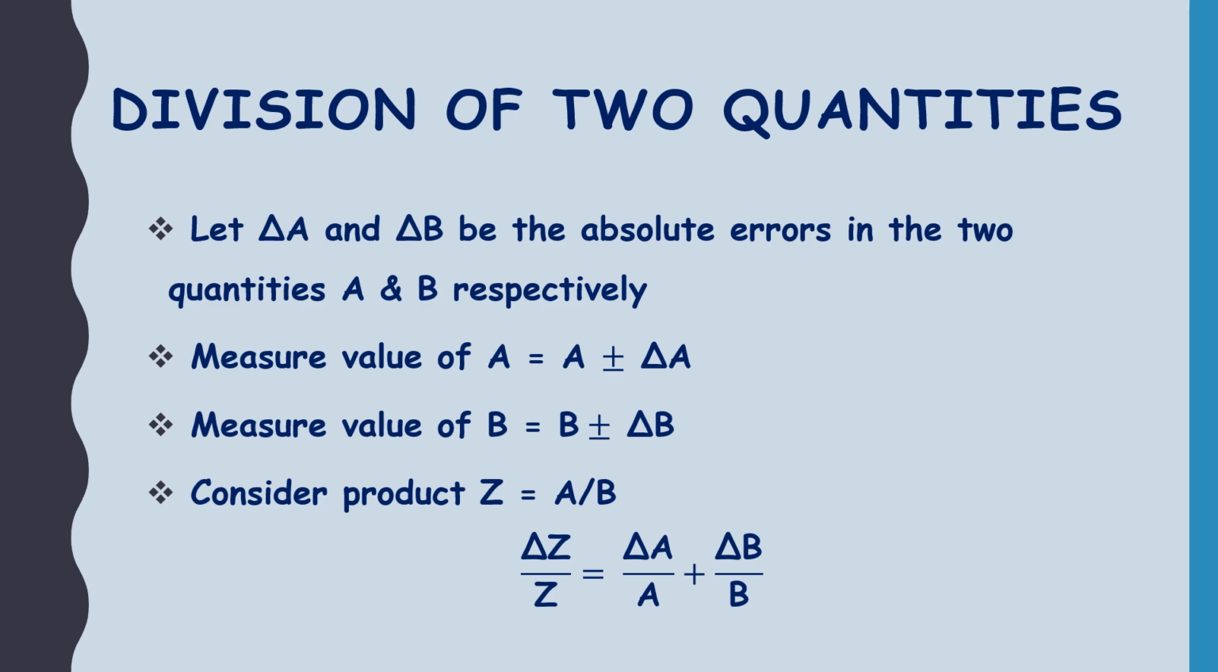Again you can say the maximum fractional error in the quotient of two quantities is equal to the sum of their individual fractional errors. It means you have a similar result in sum and difference, and in product and division the error in the result is the same for the multiplication as well as for the division.